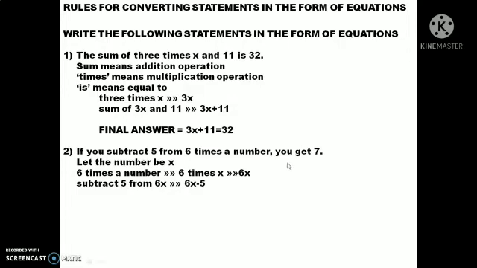In this question, you can see a word you get. You get means equal to. So what will be the final answer? It will be 6x minus 5 equal to 7. We'll go for the third question.